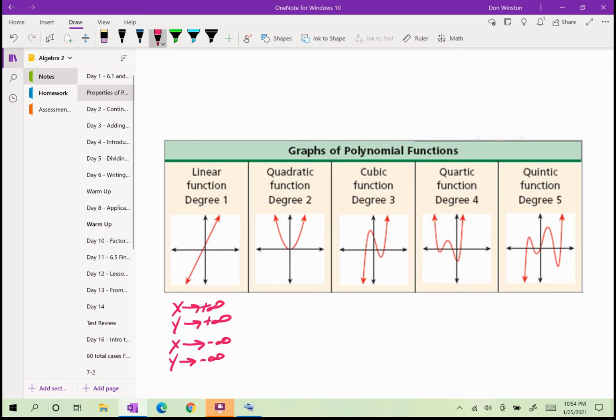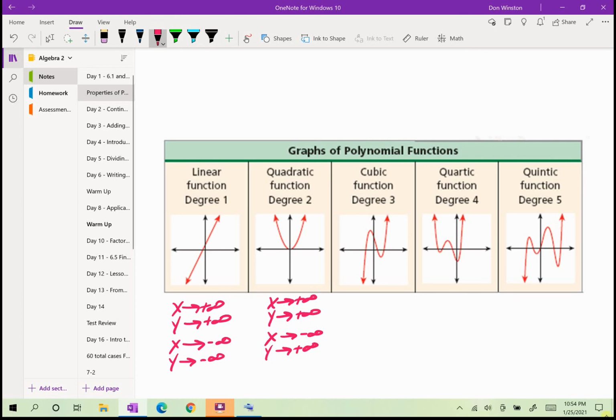And then what about the quadratic function here? So notice as x goes to positive infinity, y is getting higher and higher. It's going to positive infinity. As x goes to negative infinity, as x gets less and less, y too is still going to positive infinity. That's the quadratic.